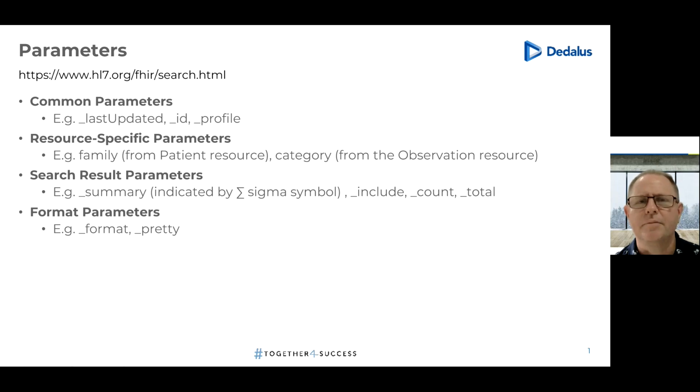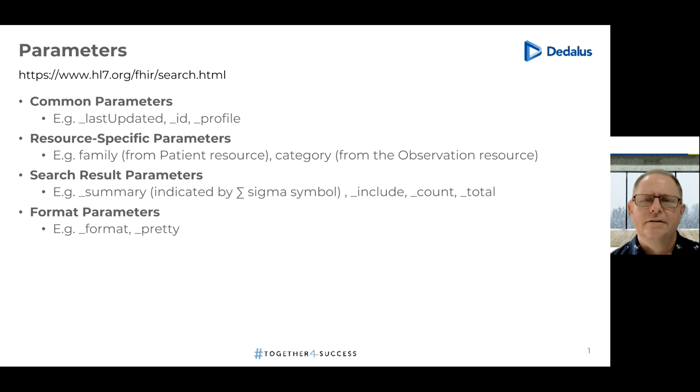I have seen in the past where people use underscore count equal to 0 to get the total number of records that the FHIR server knows about for a particular resource. So how many patients are there in the system? But it really depends on the FHIR server's implementation as to whether that particular query will work for you.